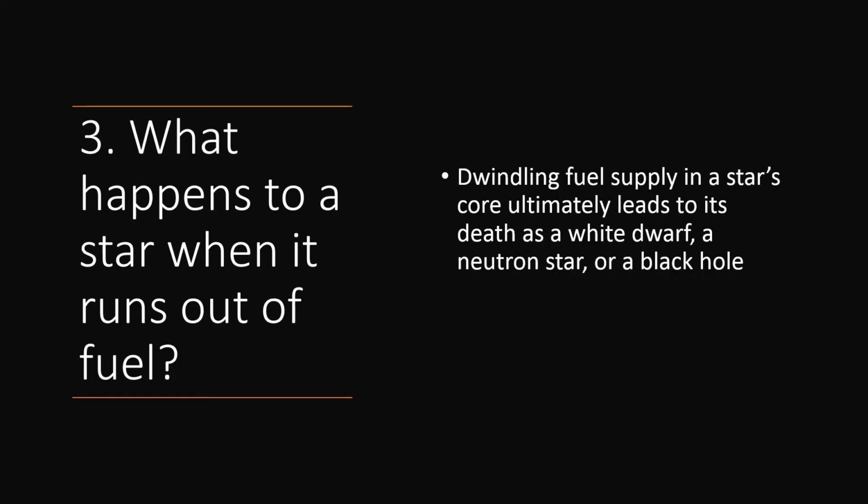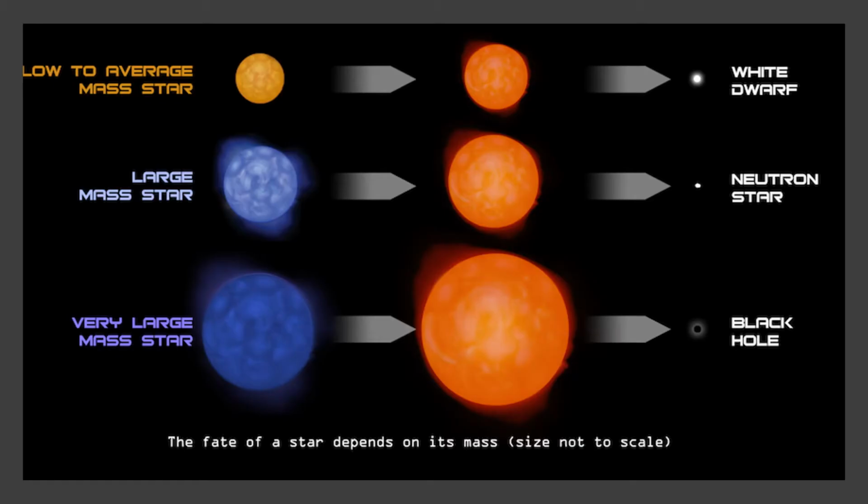So as we discussed in the previous lesson, it's hydrogen fusion at the core of the sun that's essentially the powerhouse for the sun and for any star for that matter. Well, eventually that fuel, that hydrogen, can run out, and that dwindling fuel supply in the star's core will ultimately lead to its death. And there's a few options for that star depending on the mass. One is to become a white dwarf, the second is to become a neutron star, or the third is to become a black hole.